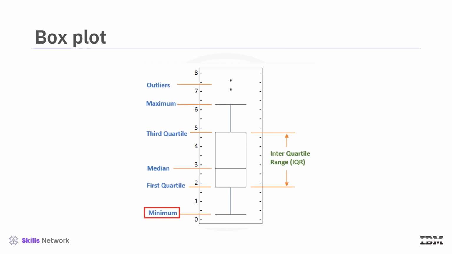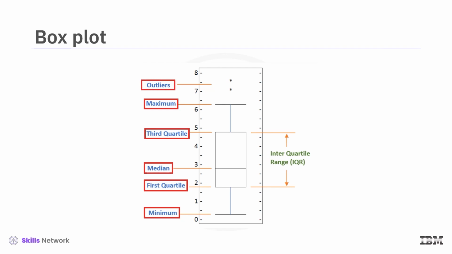Minimum is usually the value obtained by subtracting 1.5 times the interquartile range, or IQR, from the first quartile. First quartile is the point 25% of the way through the sorted data. In other words, a quarter of the data points are less than this value. Median is the median of the sorted data. The third quartile is the point 75% of the way through the sorted data. In other words, 3/4 of the data points are less than this value. The maximum is usually the value obtained by adding the third quartile to 1.5 times the IQR.